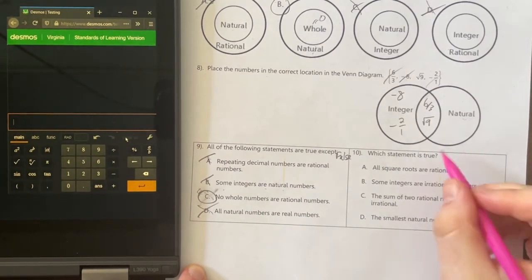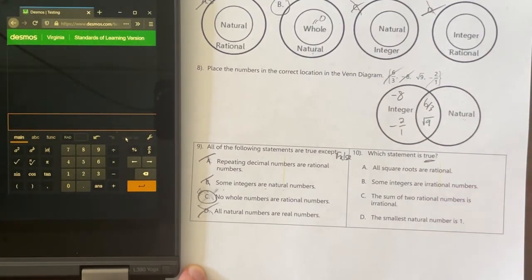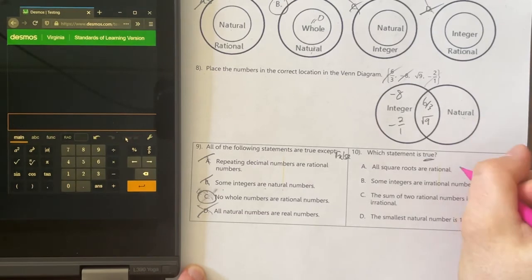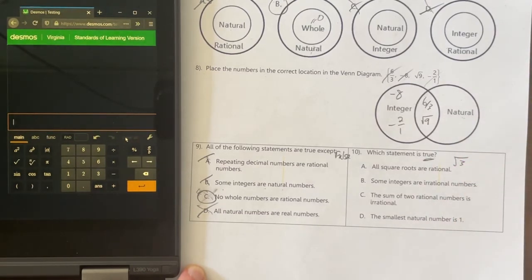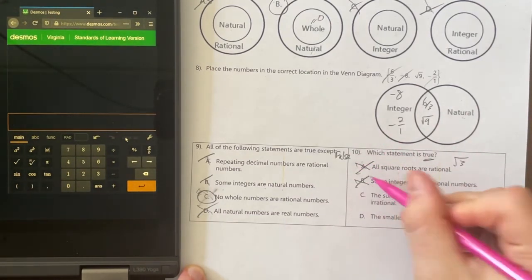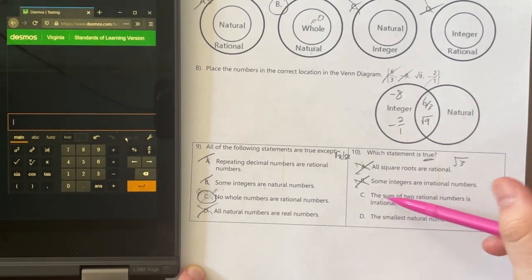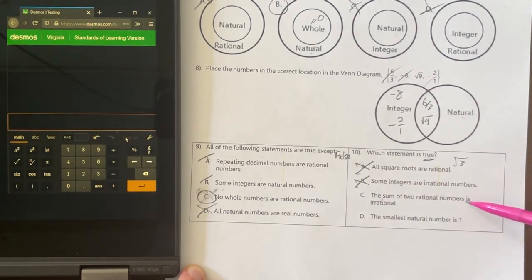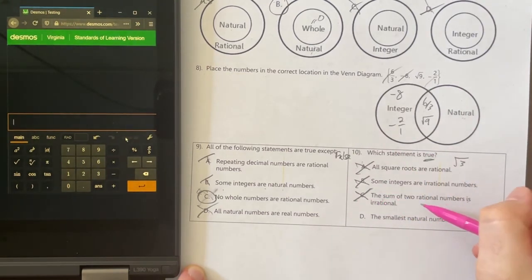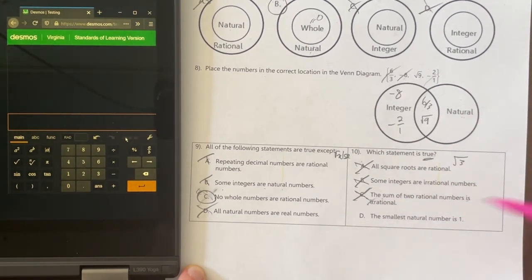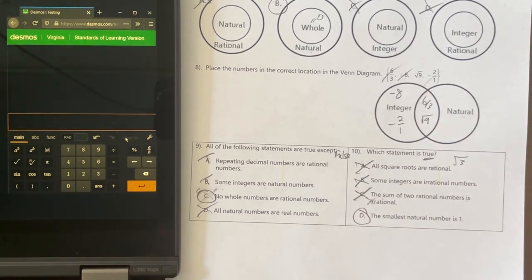And for number 10, it's saying which one is true. So that means that 3 of these are going to be false. One of them is what we're looking for. For the first one, we can say the square root of 3 is irrational. So that's a false statement. For number 2, it says some integers are irrational numbers. That's definitely false. They're 2 different groups. And it says the sum of 2 rational numbers is irrational. That's also false. That would be rational. And for D, it says the smallest natural number is 1. That is true because you start counting with 1.